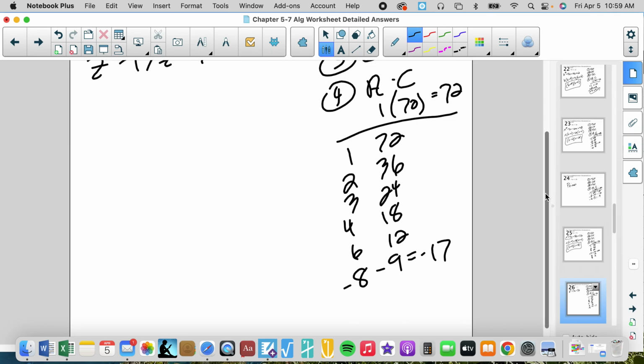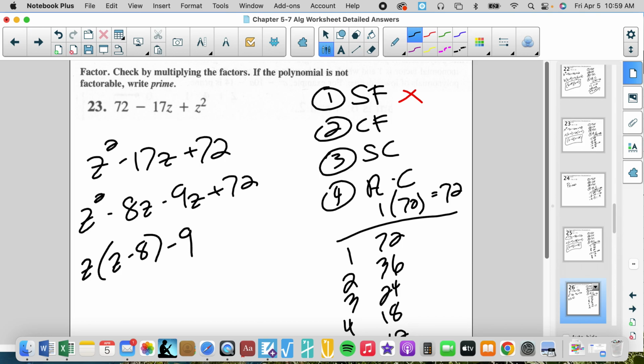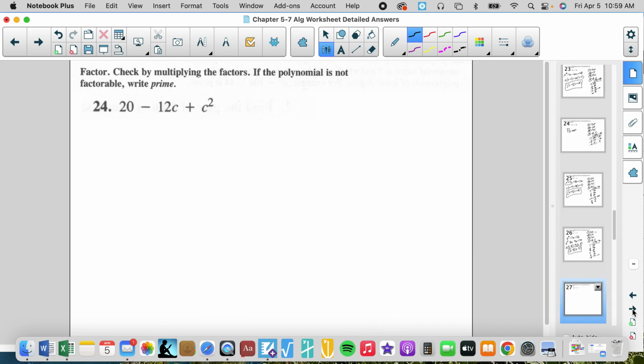Negative 17. So z squared minus 8z minus 9z plus 72. Factor out a z. z minus 8. Factor out a negative 9. z minus 8. We get z minus 8, z minus 9. Those don't have to be in any order. You could do z minus 9, z minus 8.